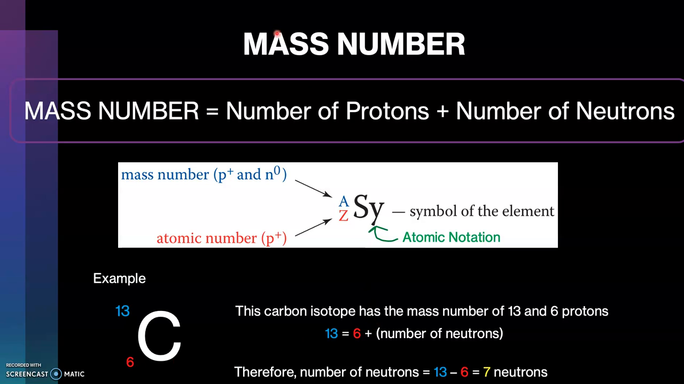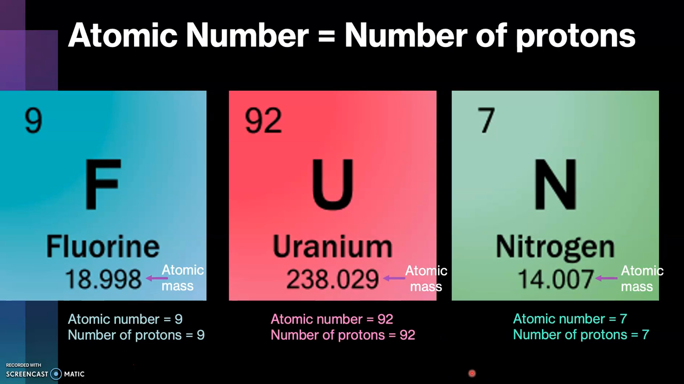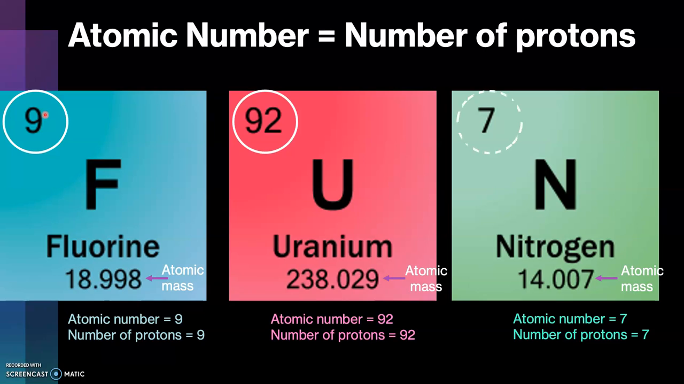Now let me set this up here. Because the mass number is the sum of the number of protons and neutrons, you can find the number of neutrons, which is the difference between the mass number and the atomic number. So this carbon isotope has 7 neutrons, because 13 minus 6 equals 7. Make sure you know where to find the atomic number, or number of protons, when the information is given to you. For the periodic table, you can see that it's on the top left of the element symbols.